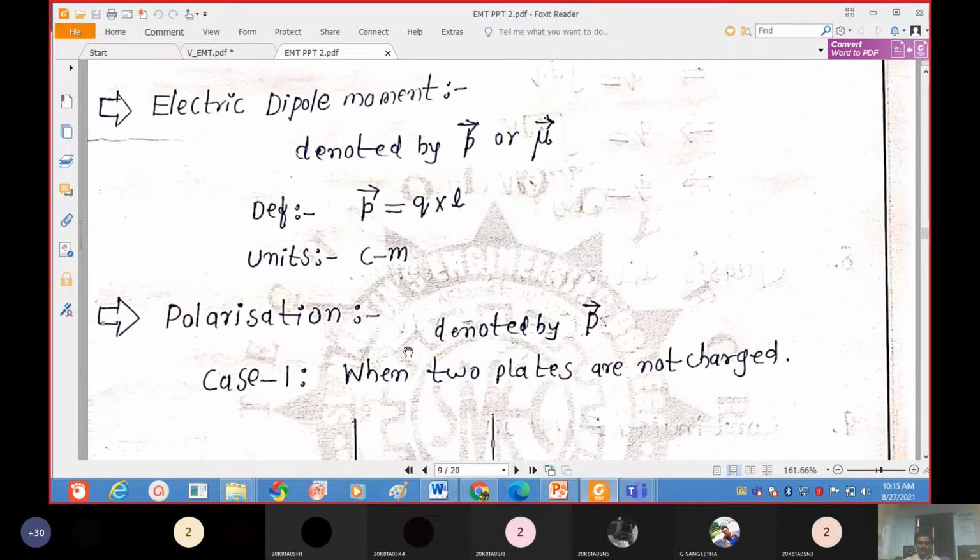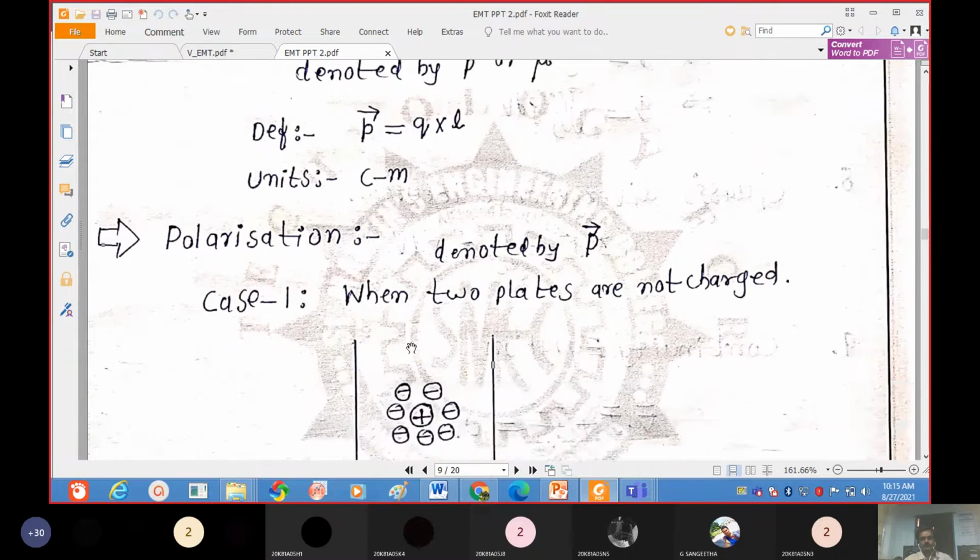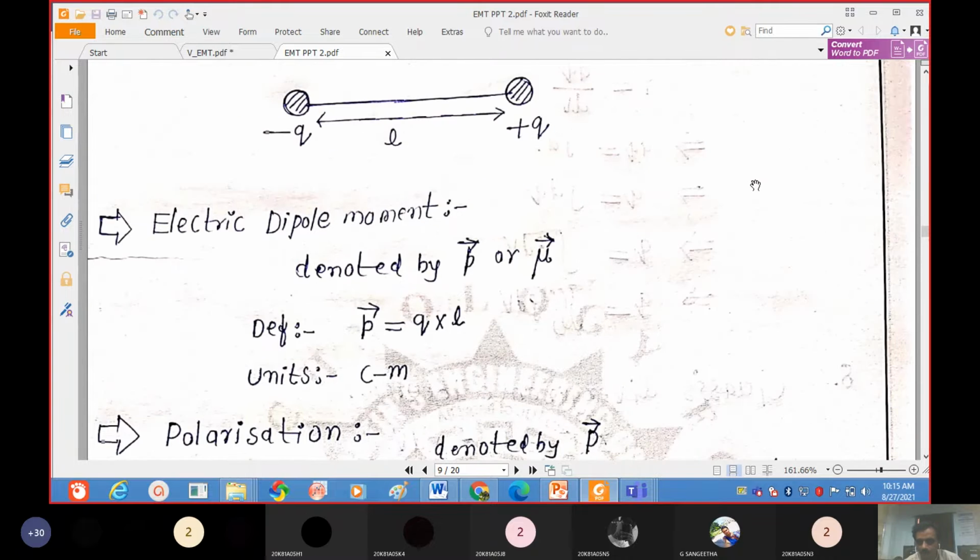Now coming to polarization. What is polarization? First we have to know what polarization is. I already explain this while doing the lab experiment, and I will explain it once again here.